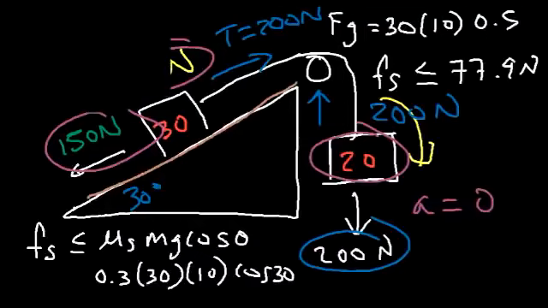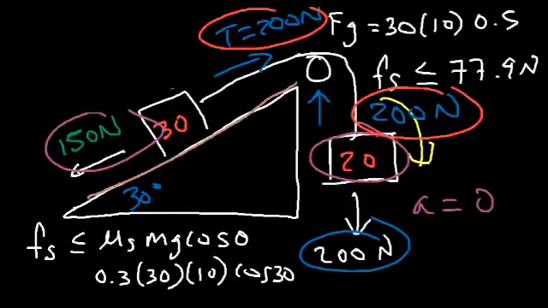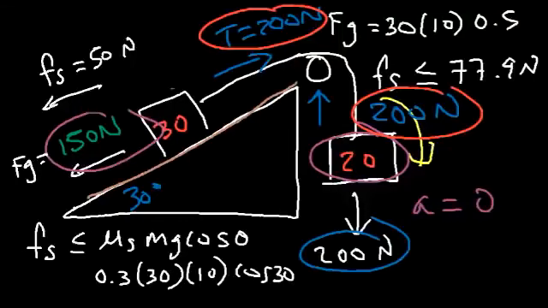We know the tension force has to be, not 50, but 200. The tension force in a rope is always the same. If this is 200, this has to be 200. So if the 30-kilogram block has an upward tension force of 200 and a downward F of g force of 150, that means that the frictional force is only 50. It's just enough to keep the system at rest.